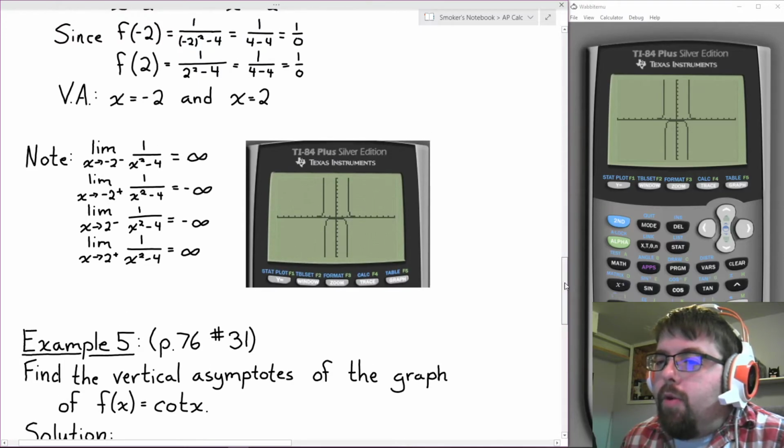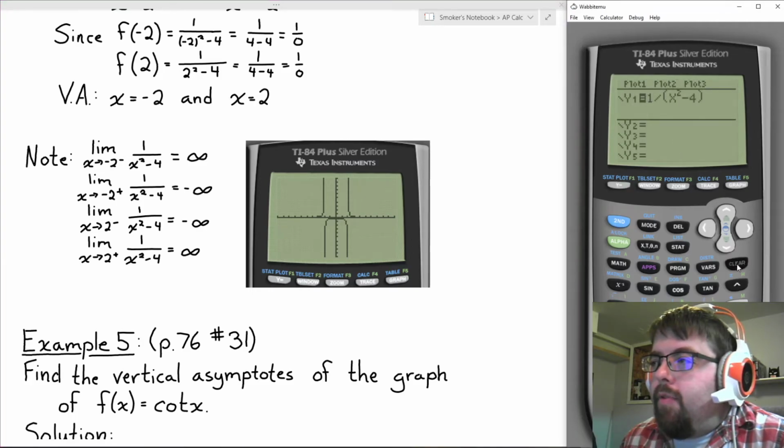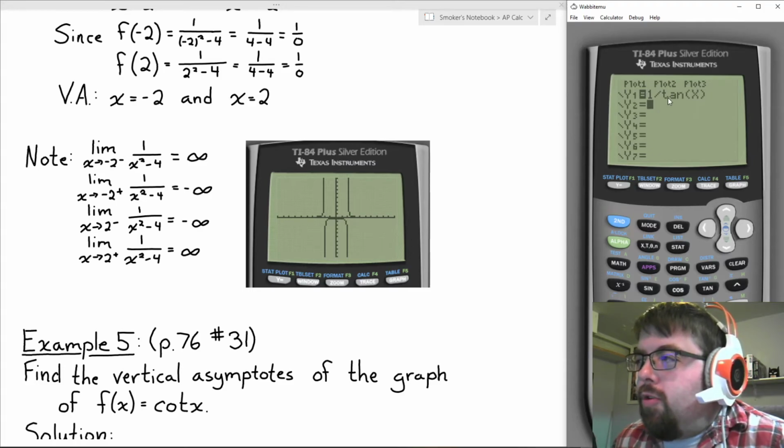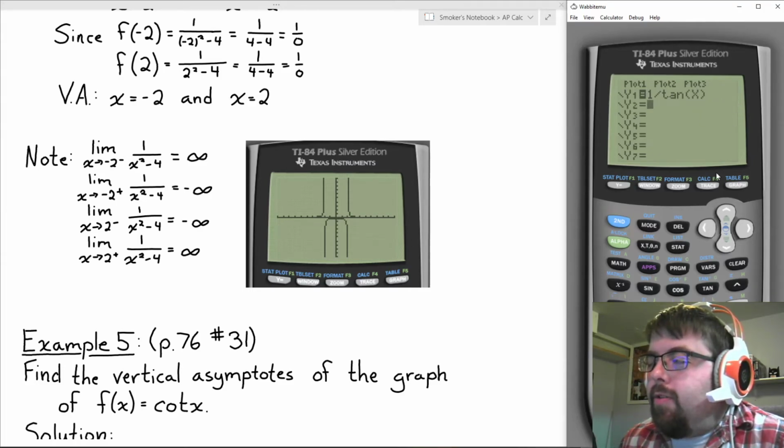All right, are you ready for one more? And then I think these notes will be done. Find the vertical asymptotes of the graph of cotangent of x. There's no cotangent button, just a reminder. So in order to do cotangent, there's a couple things you could do. 1 over tangent is what I'm going to do. You could also do cosine x divided by sine x. So let me just do a zoom 7 here, because it's a trig function. And here we have the graph of cotangent.